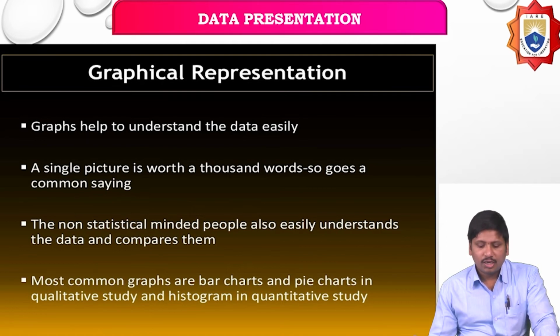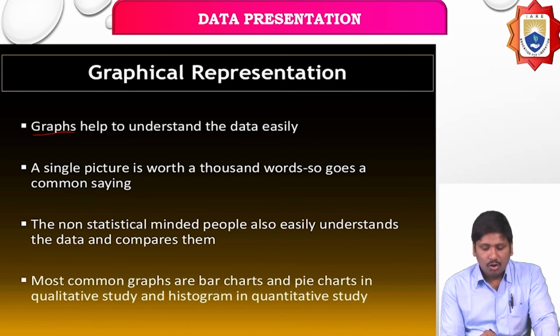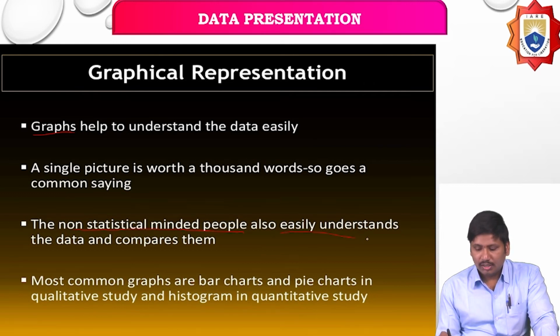The very first one is, what is a graph here? A graph is one type of diagram which can help understand the data easily, and it is a single picture which is worth 1,000 words, so goes the common saying. Suppose I can represent these 1,000 words in the form of a single picture, then it should be very easily understandable. And non-statistical minded people also easily understand the data and compare them.